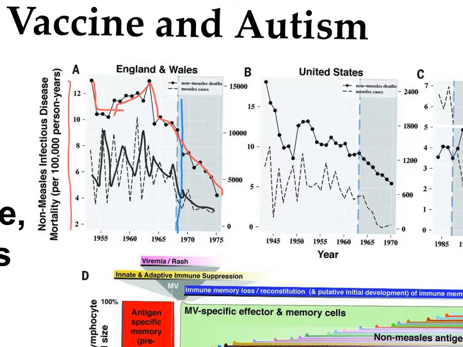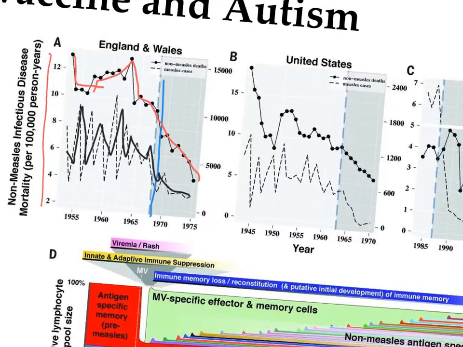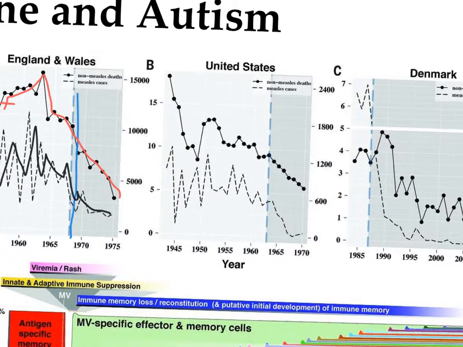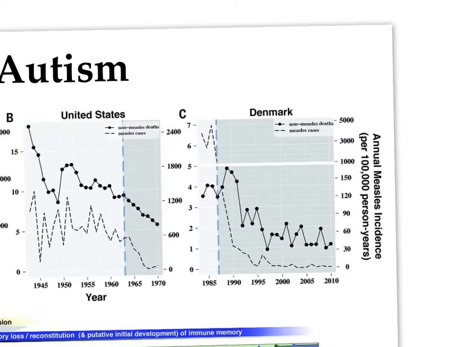Now, no one has proven this, but not only is there a correlation in England and Wales, there's also one in the United States and also in Denmark. So that means infants who got measles, maybe survived measles, which is not that hard to survive, but they then got sick from these other infections that they already should have had immunity to.